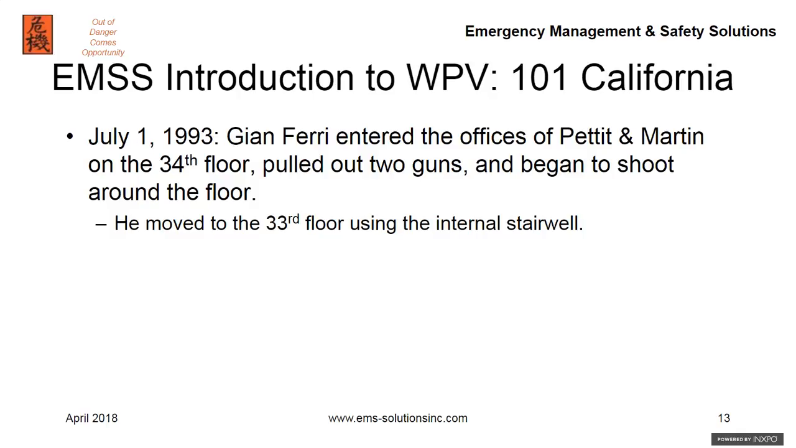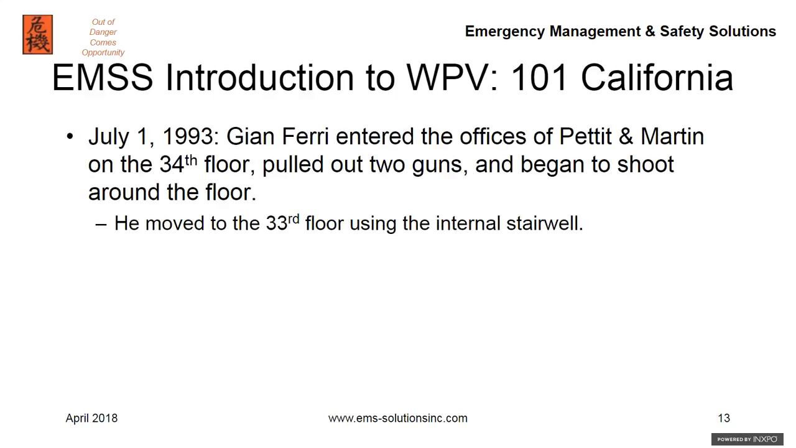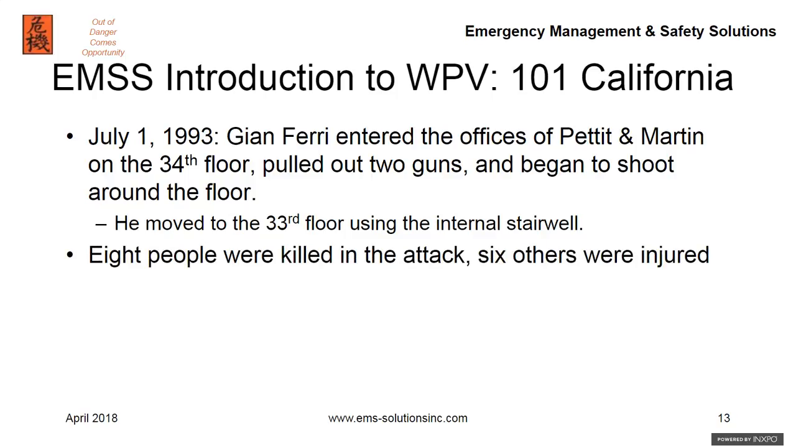So I want to just briefly talk for a moment about our introduction into workplace violence. As my bio suggests, I'm not a security professional. I'm a professional crisis manager. And we had a client at 101 California, way back in 1993, where a man came into one of our clients' offices, Pettit and Martin, on the 34th floor of 101 California, pulled out 2 guns and began to shoot people. He actually moved throughout the 34th and 33rd floor using external stairwells. 8 people were killed, 6 others were injured. This is 1993. This was out of the blue.